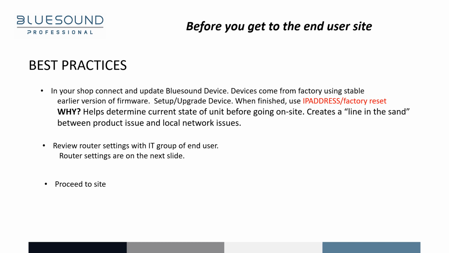It also helps to determine that you've got a working unit, and then when you go to the local site, if there is an issue, all that remains is probably a local network issue. To help overcome any network issues, we have included router settings on the next slide that can be shared with the IT group of your end user, just to make sure that everything is available network-wise for the devices. Once that's all done, then we're all set to go on site.